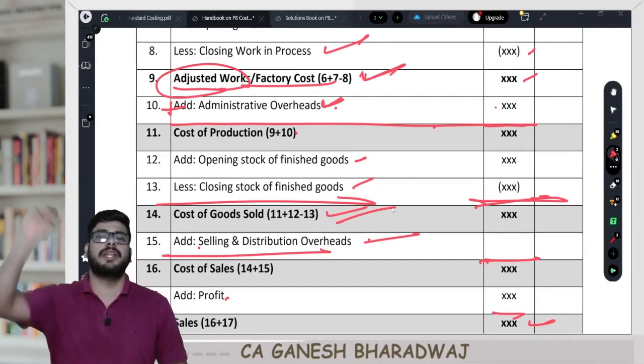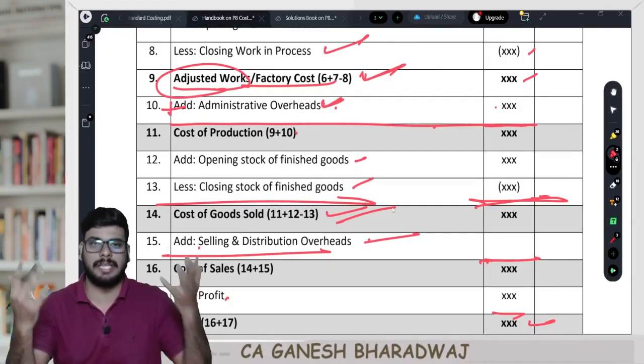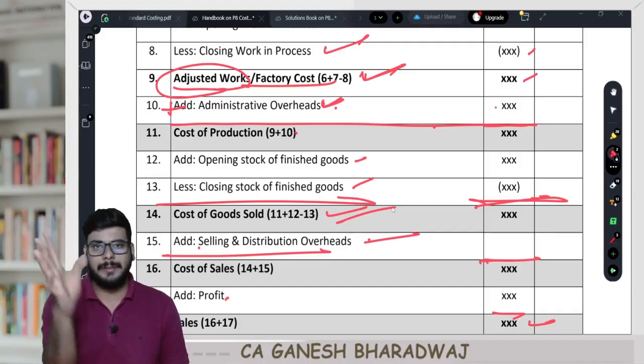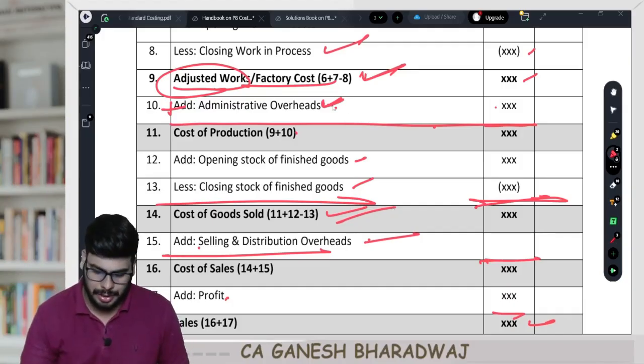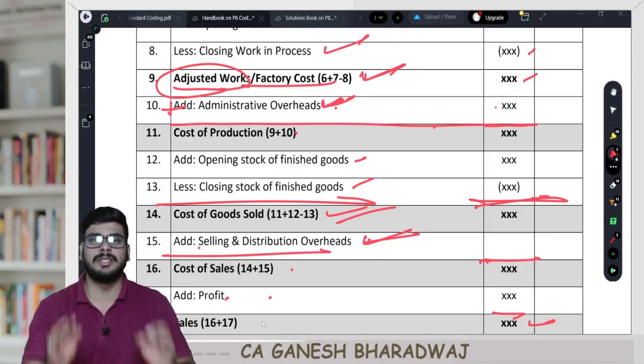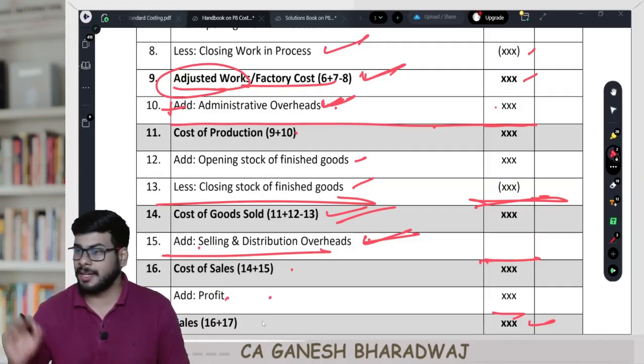To this, finally, you add outside factory cost. Outside the factory, what are the other two places? Your admin and your selling area. Admin anyways is considered till right now here itself. Just add your selling and distribution overheads. You get your cost of sales, add your profit. You get your sales figure. Clear with this, guys? This is all about the format of cost sheet.